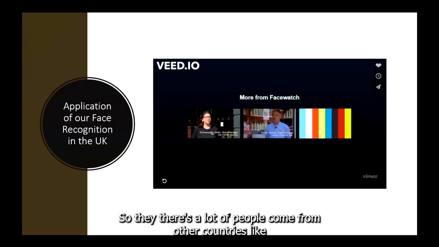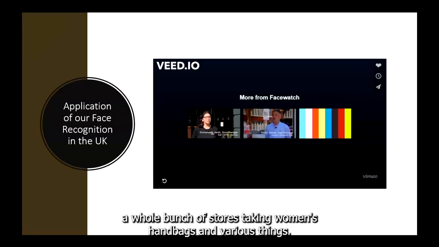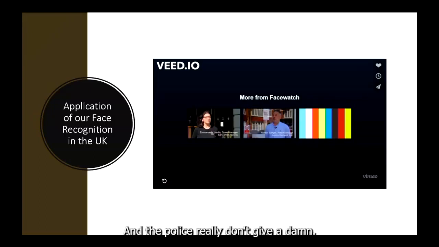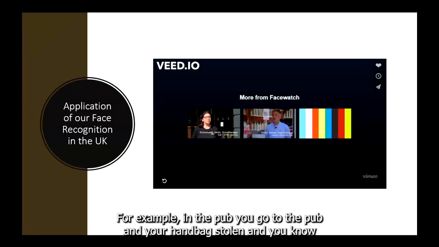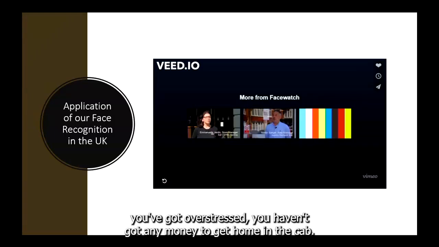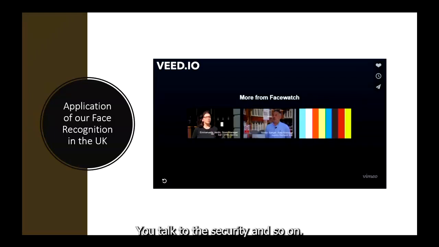There are a lot of people who come from other countries like Romania, and gangs come across to the UK and just hit a whole bunch of stores taking women's handbags and various things, and the police really don't give a damn. But it's very bad for the retailers. It's also very bad for the people, for example, in the pub. You go to the pub and your handbag's stolen. And you've got all this stress, you haven't got any money to get home in the cab, you talk to the security and so on.